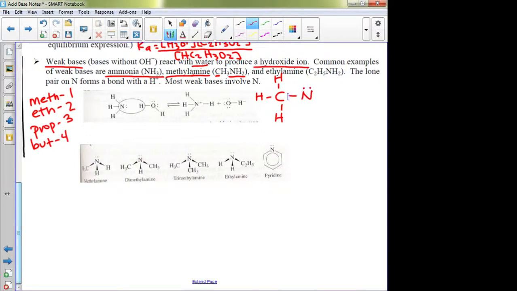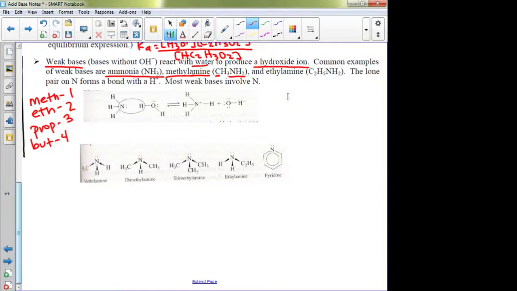Nitrogen always has that lone pair, which means how many spots are available for extra hydrogens to bond to now? 2. So 1 there, 1 there. So that would be methylamine. And ethylamine would be the same thing, except instead of 1 carbon, now I have 2 carbons. And again, you don't have to know that. Sometimes if you have basic knowledge, it keeps you from freaking out on an exam.